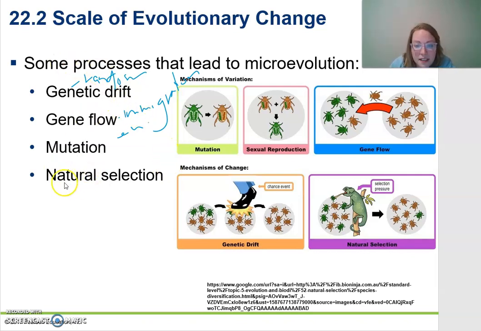And then natural selection is a big one. So here we'll look at this a little bit more with Darwin, but basically some genes are better suited for the environment. Those individuals are going to be healthier. They're going to pass on more of their genetics. And so their genes are going to spread in the population.